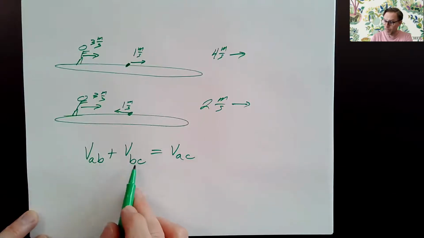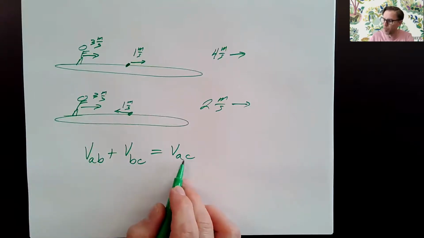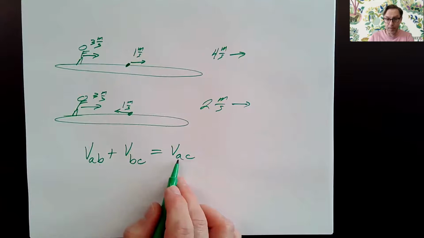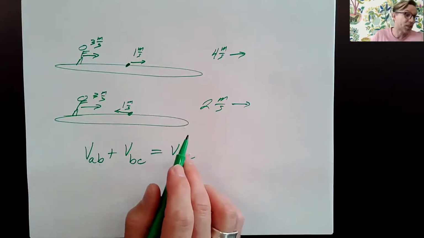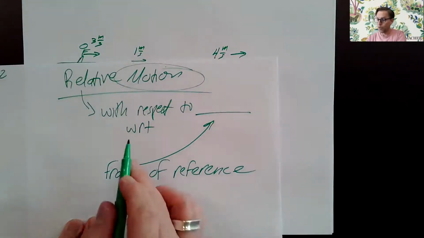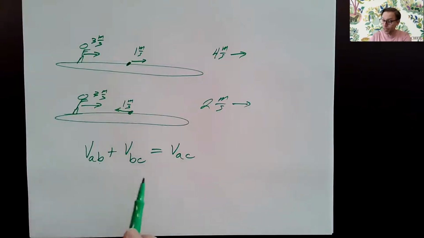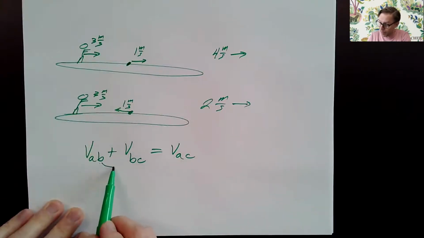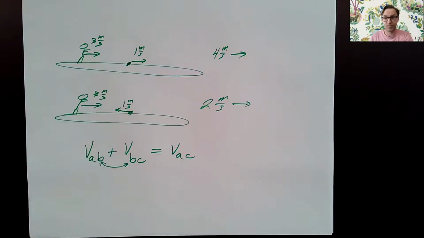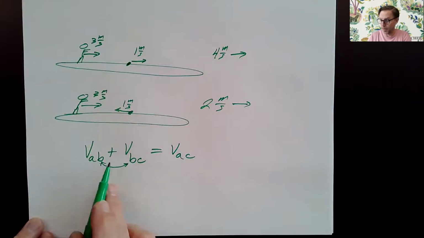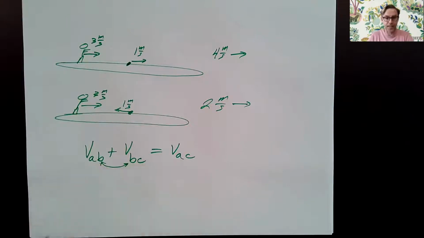VAB plus VBC equals VAC, where the two subscripts represent the thing moving and the frame of reference, or the thing with respect to which the object is moving. In order to do this addition, it is required that these two things be the same letter. The B and the B being adjacent to each other just disappear. And the final answer is this AC.